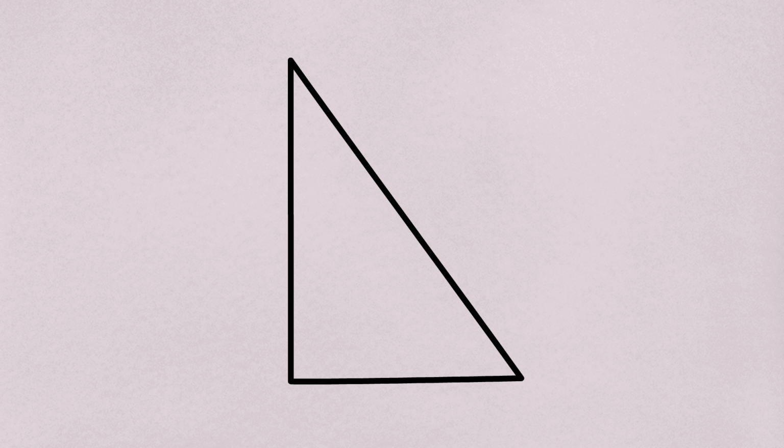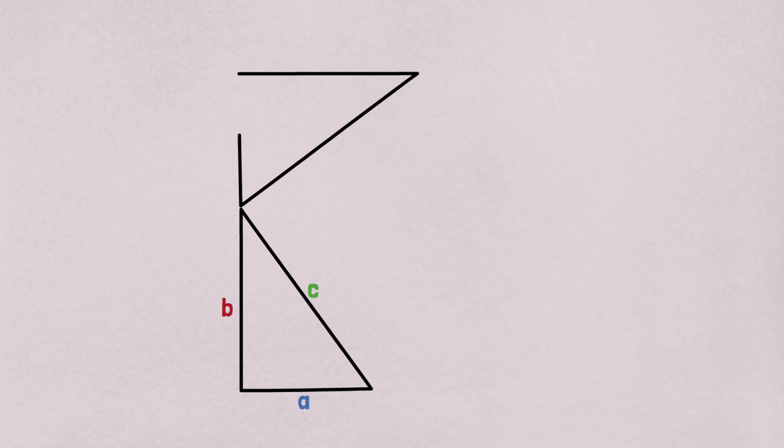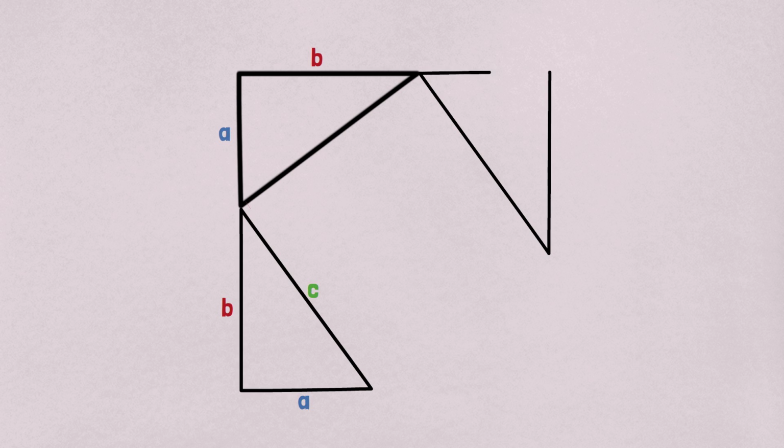Here's the setup. We have our original triangles with sides A, B, and C. What we're going to do is add more triangles and arrange it so that the A side is on top of the B side. So we have A and B here and a right angle between the C sides. We're going to repeat this process 3 times like that.